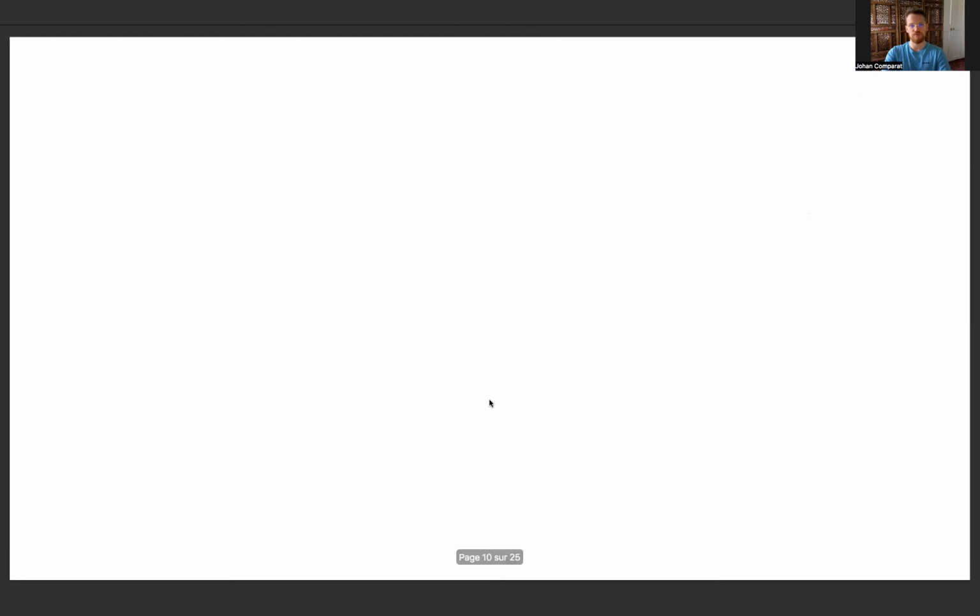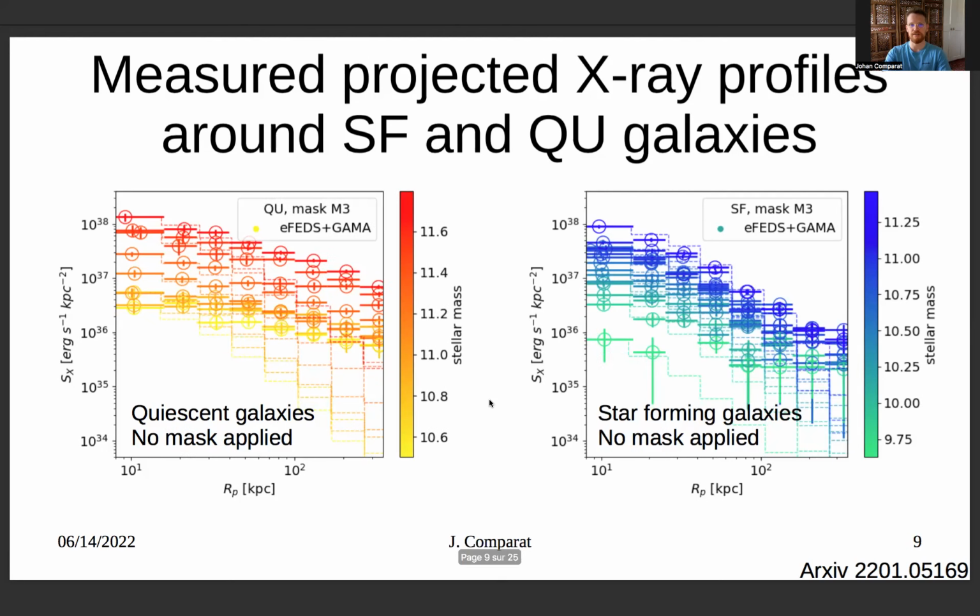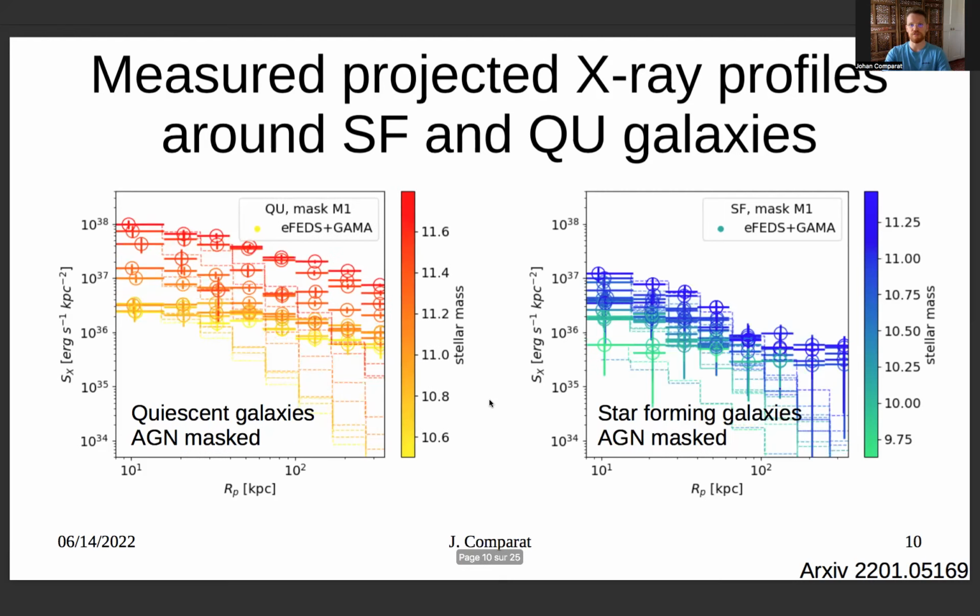Now, if you try and remove AGN, let me flip there and back. You can see a huge difference, a factor of 10 on the right side for star-forming galaxies, while on the left, for the quiescent galaxies, the difference is minor, 40 to 50%, and the profiles remain very extended for the quiescent galaxies, even if the AGN are masked, whereas the star-forming galaxies remain point-like, except for the top three most massive samples of galaxies.